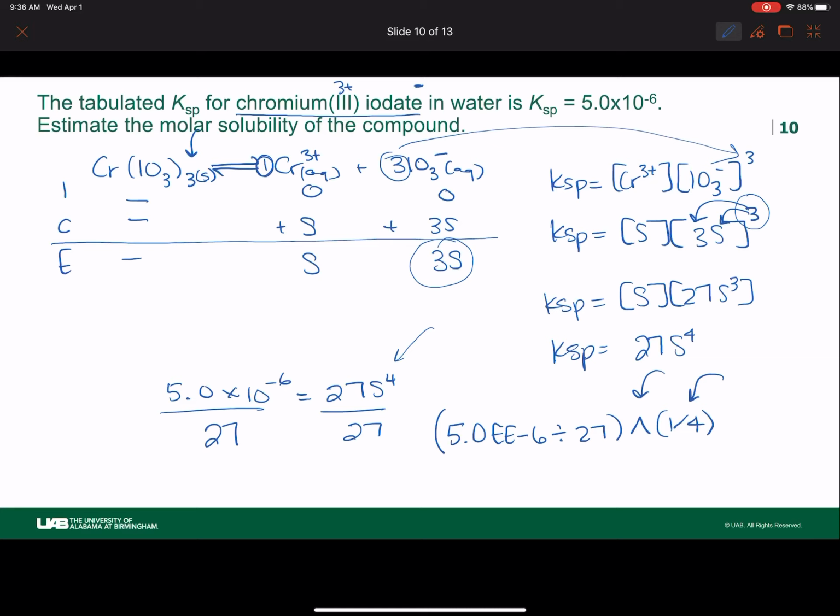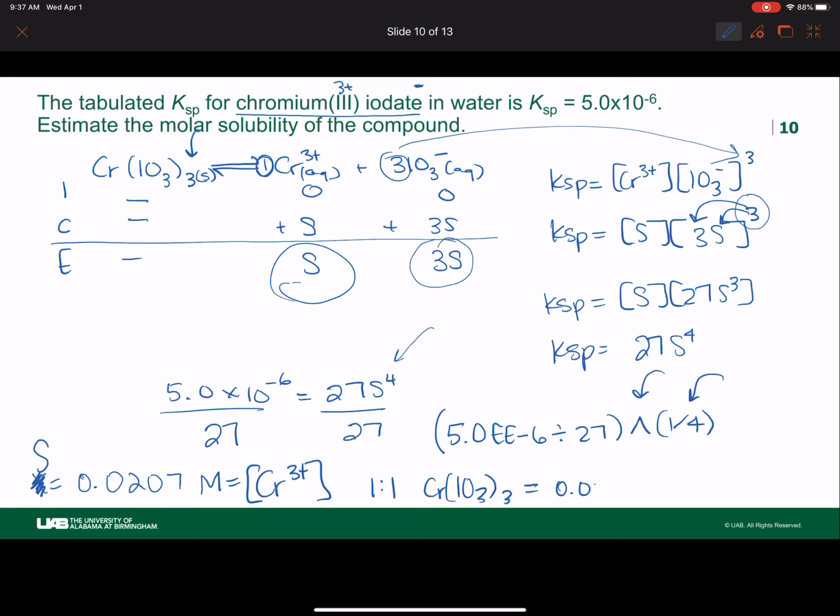And so when we do that, we get a value of X of 0.0207 molar. And it turns out, here, let me change that to S so I don't change anything. It turns out that S is actually the concentration of the chromium 3+ that dissolved in solution. But since this is in a 1-to-1 ratio with the salt itself, then we end up saying that the molar solubility is equal to this as well. That's the molar solubility, 0.0207.